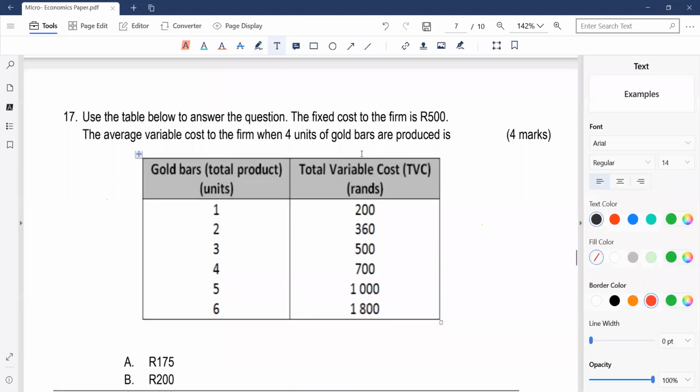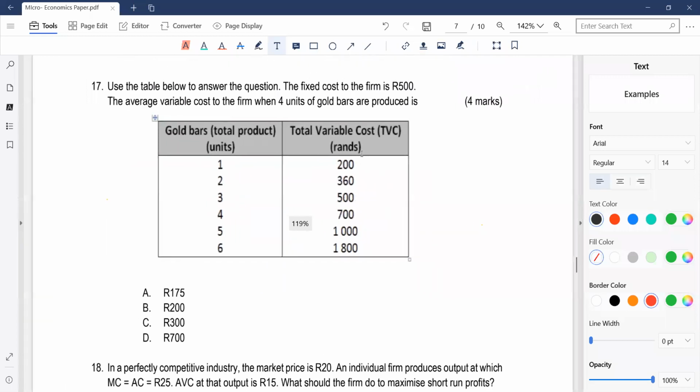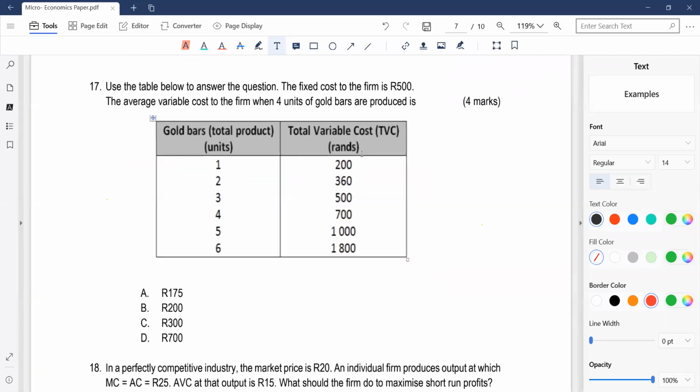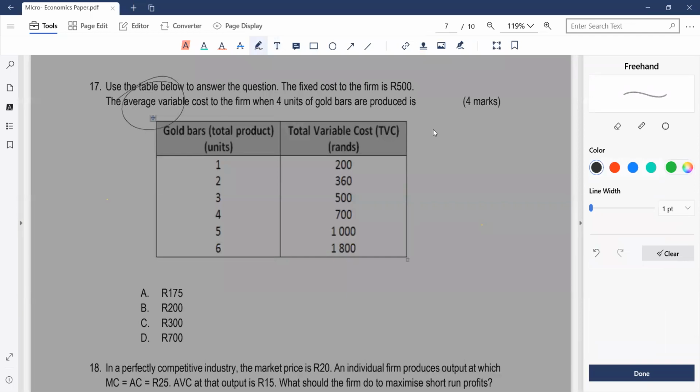Proceed. Let's go to number 17. This one is easy. Use the table below to answer the question. The fixed cost of the firm is 500 Rand. What is the average variable cost to the firm when 4 units of gold bars are produced? But remember, it's saying average variable. Here we've got total variable, so average variable is equal to total variable cost over quantity.